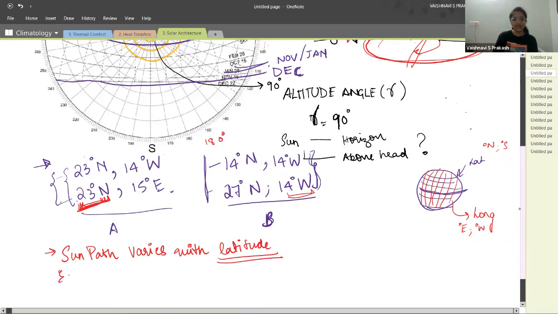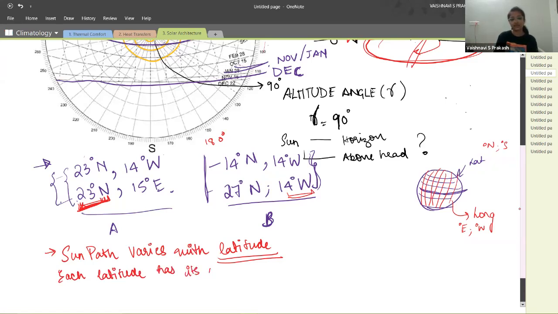which means each latitude has its own sun path. You can plot it for every latitude. So even in the questions that GATE asks, it specifies the latitude at which the sun path is for.